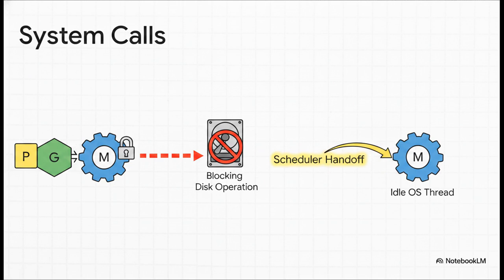Now, heavy blocking system calls, like reading a massive file from disk, are handled a bit differently. These calls trap both the Go routine and the OS thread right in the kernel. To prevent the entire workstation from just stalling out, the runtime performs a handoff. It detaches the processor from the blocked thread and immediately attaches it to a new or idle thread so it can keep executing other Go routines. Once that system call is finally finished, the original Go routine re-enters the queue.